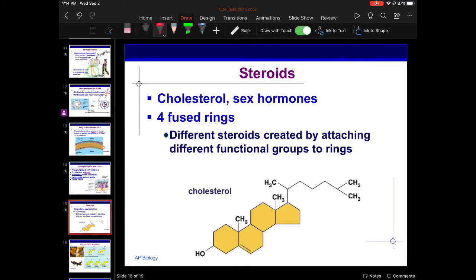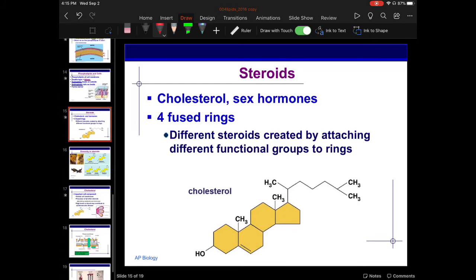All right, so steroids. These tend to be your cholesterol. When you think of cholesterol and sex hormones, they tend to be ring structures, four fused rings together. Different steroids are created by attaching different functional groups to the rings. And they do so many different things. We're going to talk a little bit about them, but they have very wide and diverse functions.